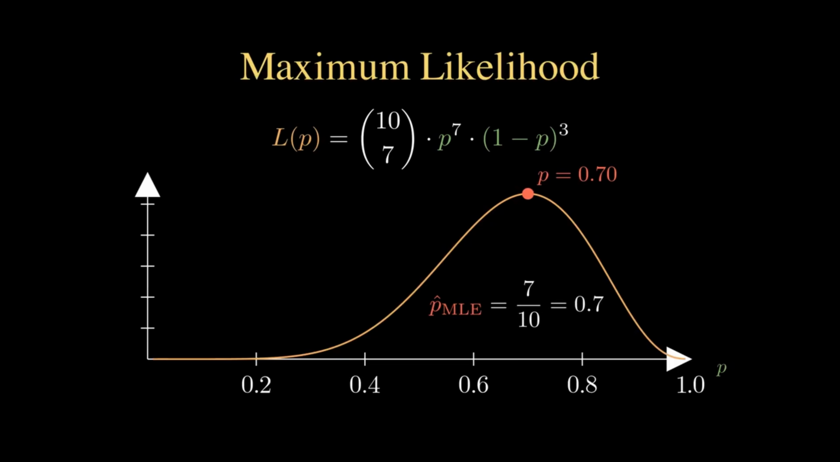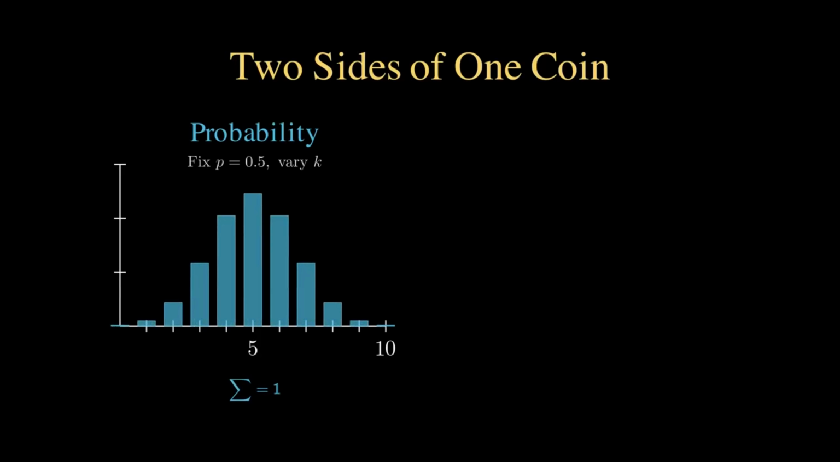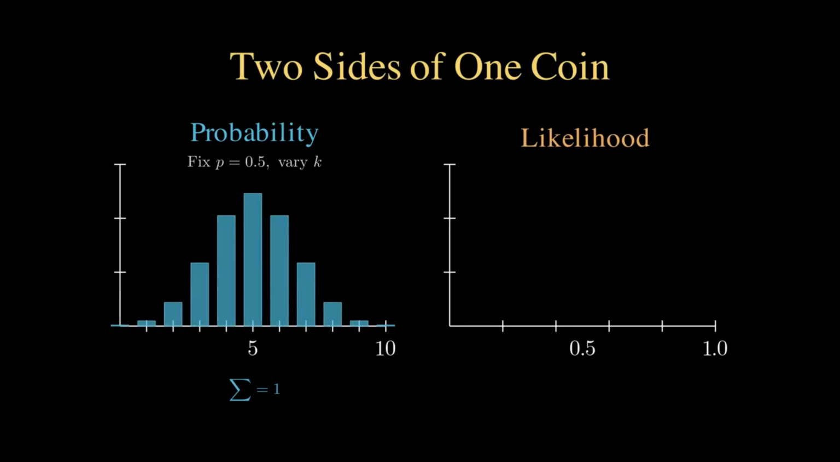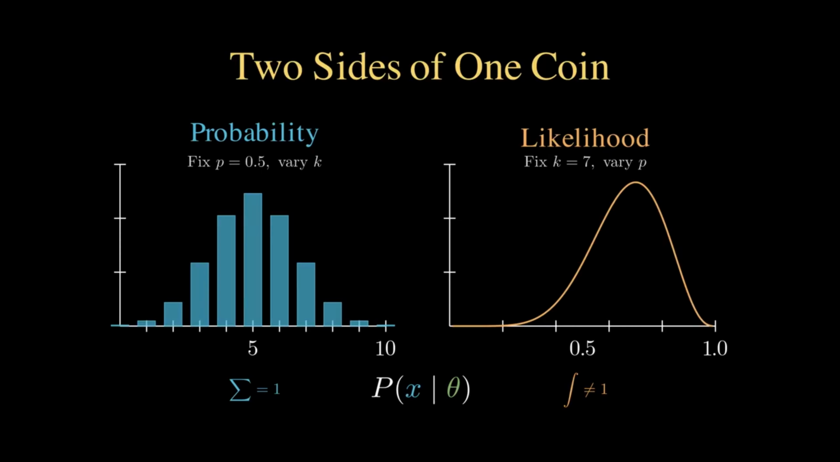So let's put this side by side one last time. On the left, probability. We fix P at 0.5, and look at all possible outcomes. The bars sum to 1. On the right, likelihood. We fix the data at 7 heads, and look at all possible values of P. The curve does not integrate to 1. Same formula underneath both. P of x given theta. The only difference is which variable you hold still, and which one you move.